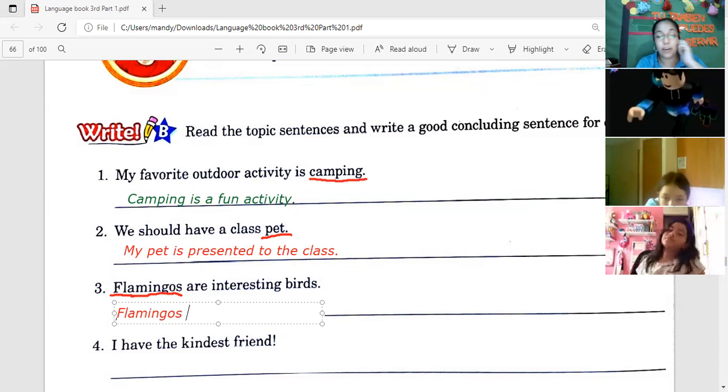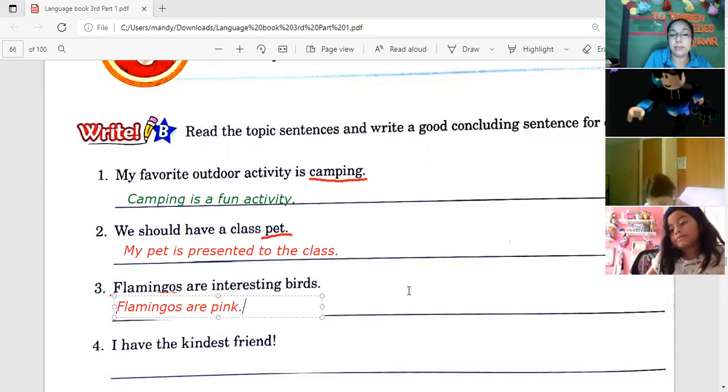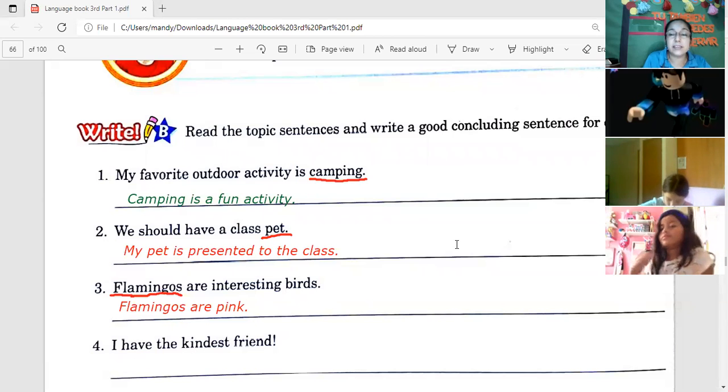Flamingos are pink. Exactly. Flamingos are interesting birds. Okay, number four: I have the kindest friend. What do we talk about? Friend, exactly. Right now, think about a sentence that includes friend.